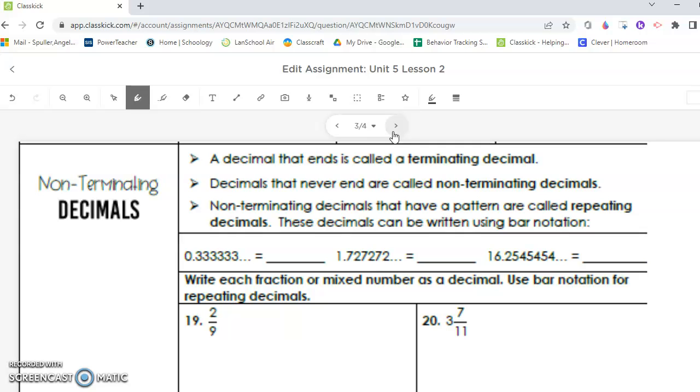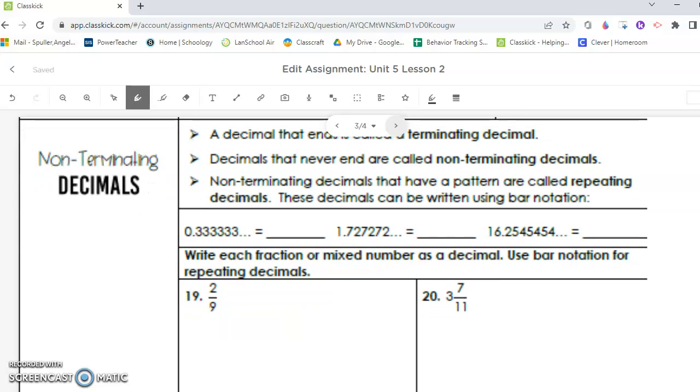These decimals can be written with a bar notation. What that means is here we notice that the 3's are going to repeat. So I could write this as 0.3, and instead of doing all those 3's, I could just put a line above it, which tells me that the 3 is going to go over and over and over. Here, I can see that the 72 is repeating. So I could say 1.72, with a bar. That tells me that the 72 is going to repeat.